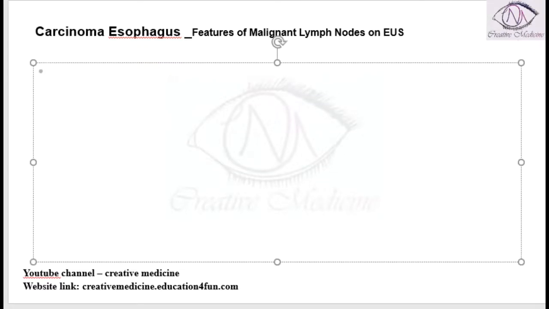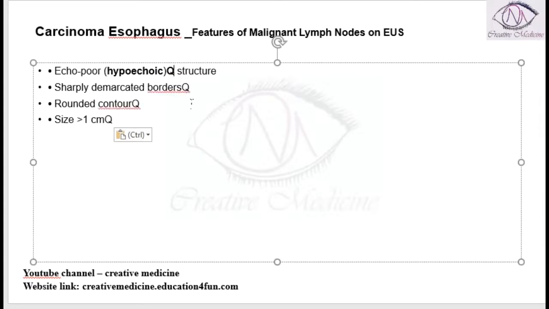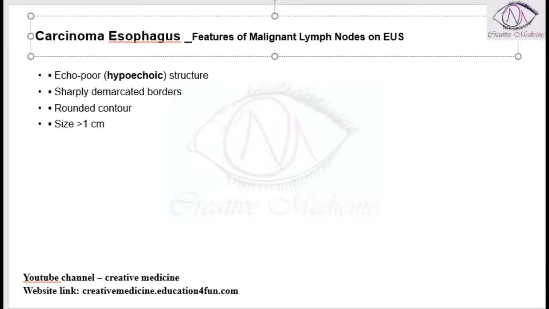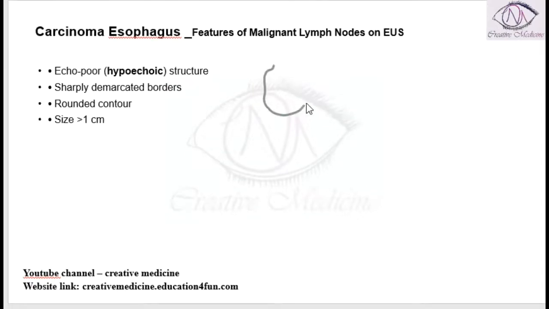On endoscopic ultrasonography, malignant lymph nodes are diagnosed in the following ways. Malignant lymph nodes are echo-poor or hypoechoic structures. They have sharply demarcated borders with a rounded contour. So here they are hypoechoic structures with well demarcated borders and round contours, and they are of size more than 1 centimeter on endoscopic ultrasonography.